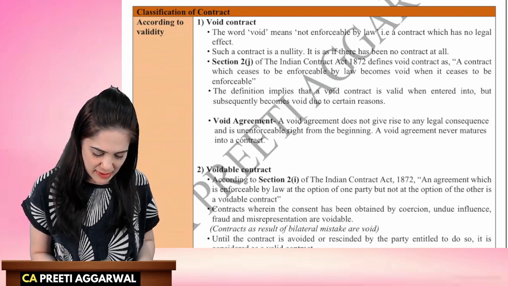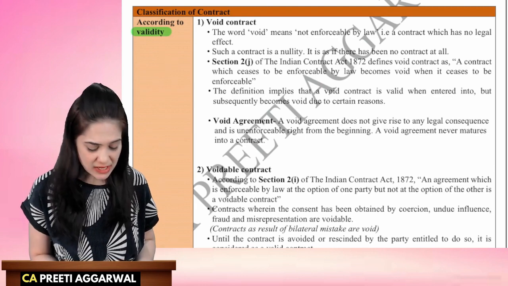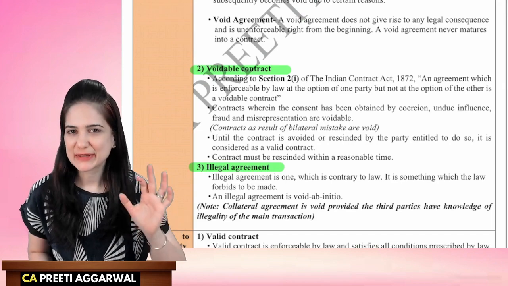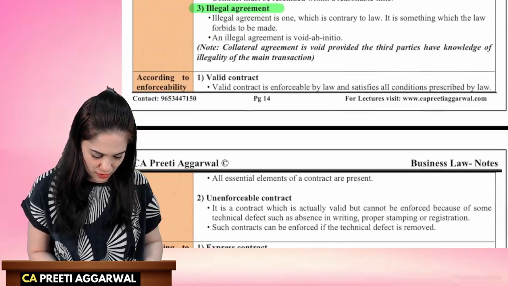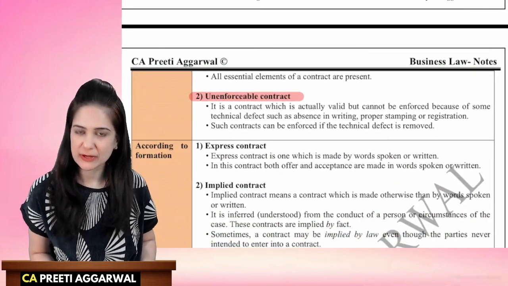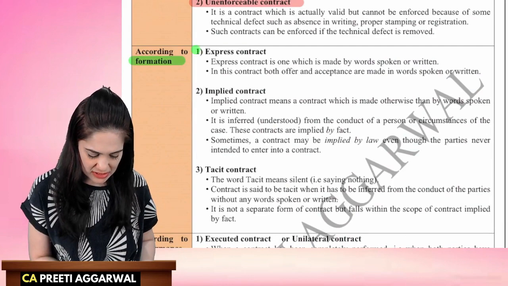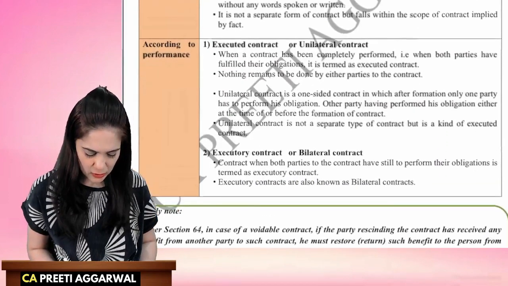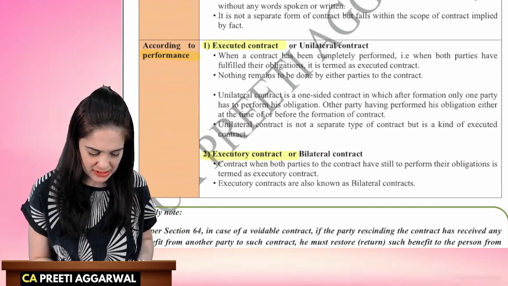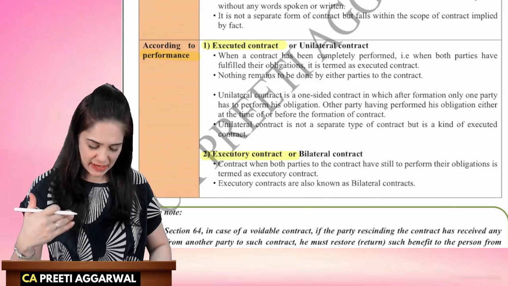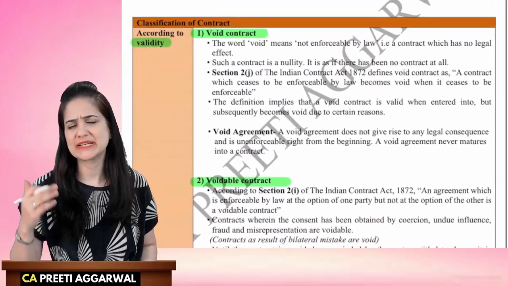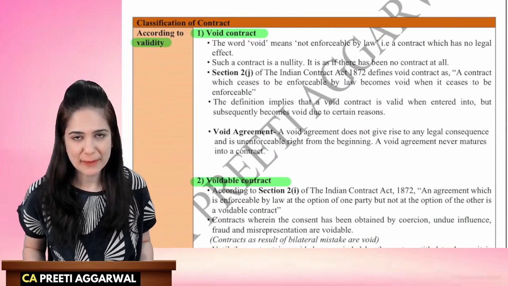Now, contracts may be classified according to validity as void contract, voidable contract, illegal agreement. According to enforceability, they may be valid contract or unenforceable contract. According to formation, they may be classified as express contract, implied contract, or tacit contract. And according to performance, they may be executed or executory contract. So this way, I have classified all the contracts in a proper tabular format, so that it is easy for you to understand and remember.